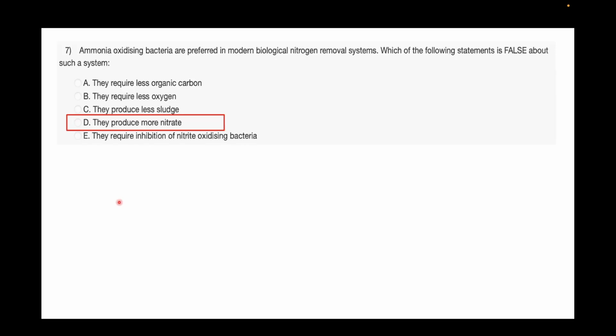Ammonia oxidizing bacteria coupled with NMOX is the modern biological nitrogen removal where there is no full conversion of nitrite to nitrate. Rather, NMOX bacteria can directly convert nitrite pools with ammonia to nitrogen gas. Low yielding, low energy, low oxygen requirement and requires inhibition of NOBs.